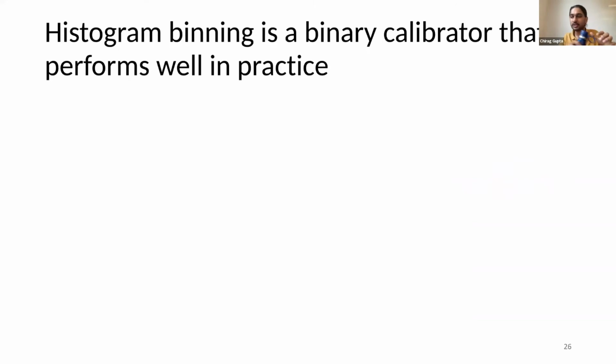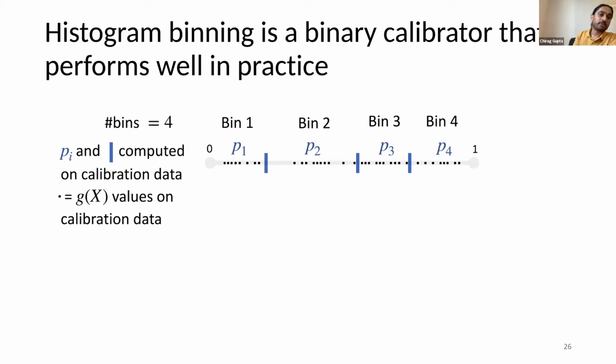So the binary calibrator that I will be using for the experiments and for the theory is histogram binning. As I mentioned earlier, I have a couple of papers on binary calibration, and in those works, we've found that histogram binning has a bunch of nice properties, and it performs well in practice and in theory. So I'll give you a very quick intuition of what this is doing. We won't be going into too many details.